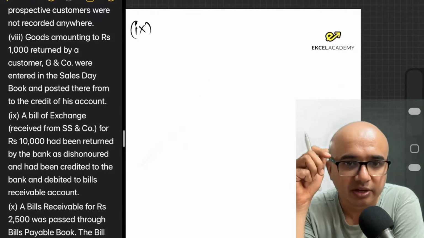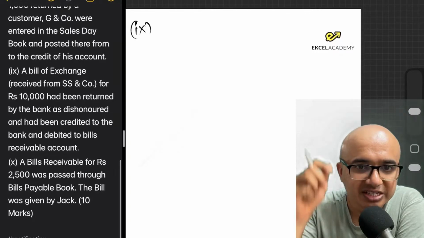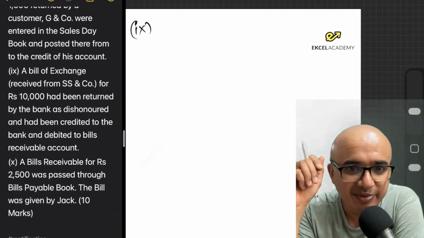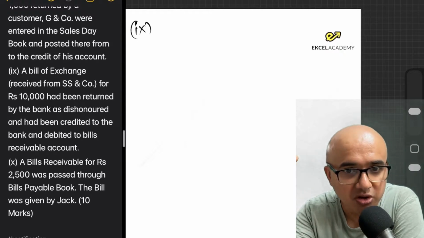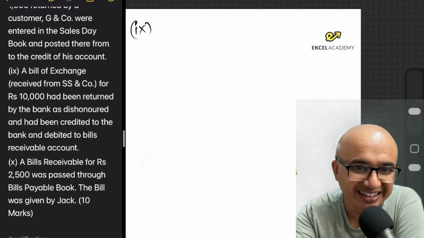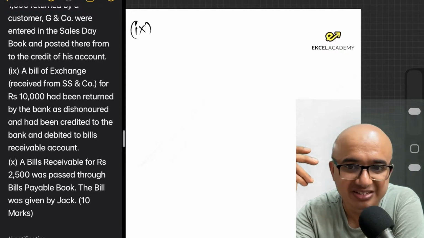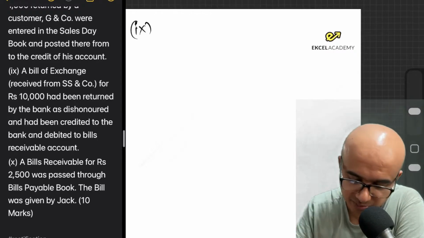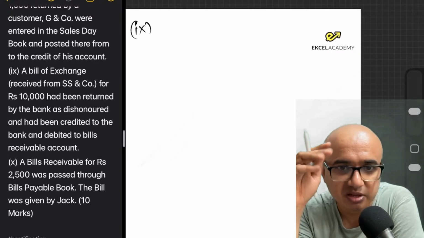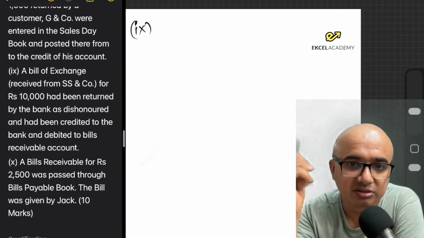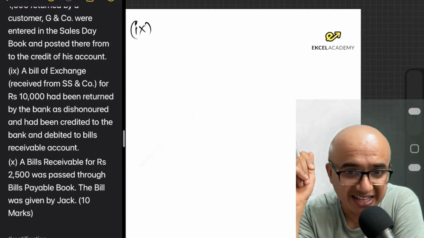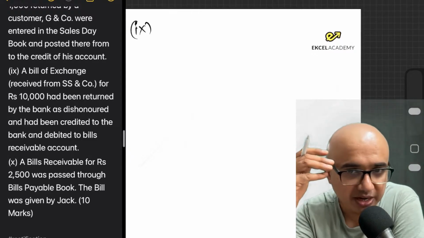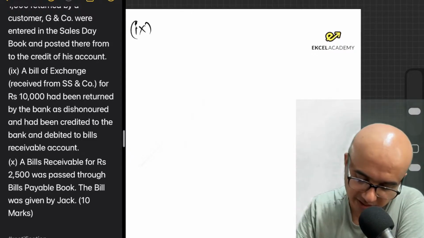So what do we have here? A bill of exchange received from SS and Co for rupees 10,000 had been returned by the bank as dishonored and had been credited to the bank and debited to bills receivable account. We have solved the exact same problem yesterday. This particular adjustment, the 9th adjustment, we've already done. You can just refer to yesterday's class, but nevertheless, I'll record it once again. I will not go into the details as to what exactly happened. I'll simply record.